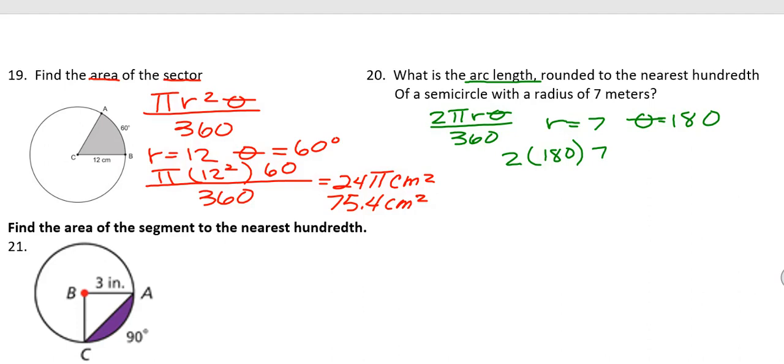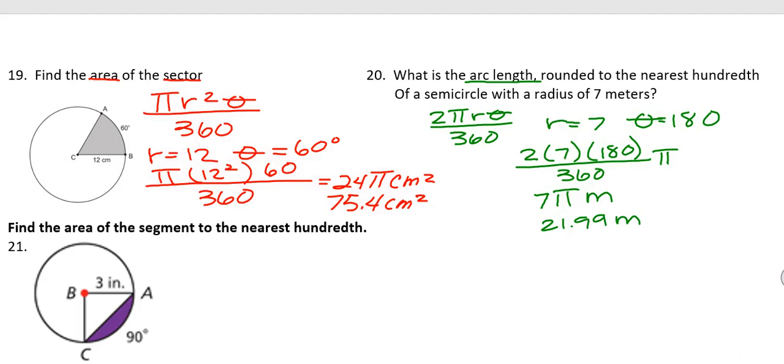So we're going to do 2 times 180 times r. Wait, let me do that again. Let's do this in the order it's given. I'm going to leave pi for last. So 2 times 7 times 180 divided by 360. That gives me 7 pi, and this is meters, not meters squared because it's a length. And when I multiply 7 times pi, I get 21.99, again, meters.